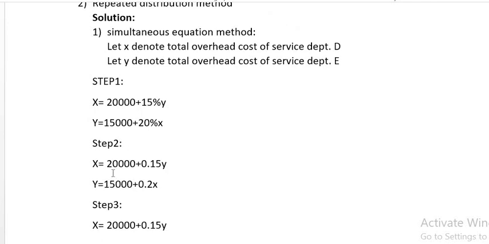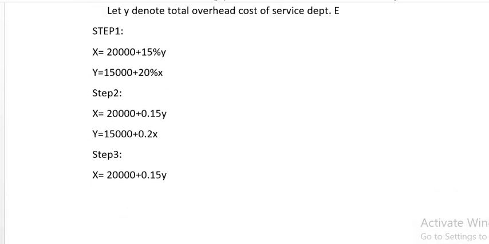Step 2. Now we have to simplify these equations. X is equal to 20,000 plus 15%, which means 15 divided by 100, it comes 0.15Y. And Y is equal to 15,000 plus 20% of X, 20% means 20 divided by 100, 0.2X. Next, step 3. First we have to find the X value or the Y value, as your choice. Let us take these two equations. I will take the first equation, X is equal to 20,000 plus 0.15Y.